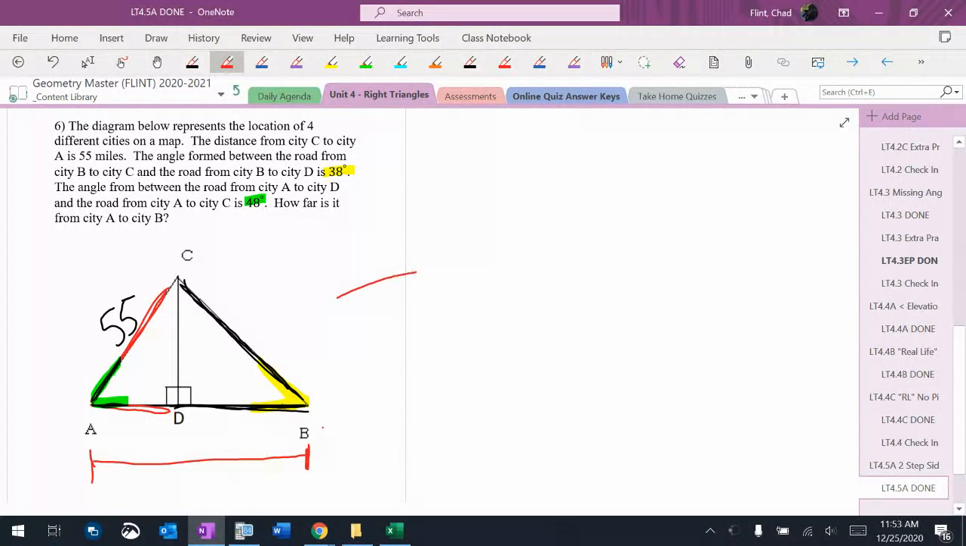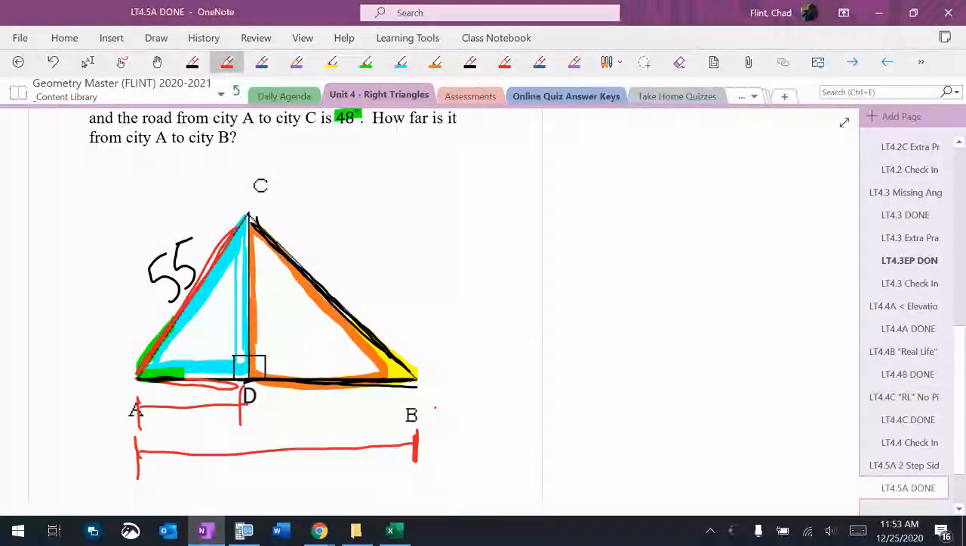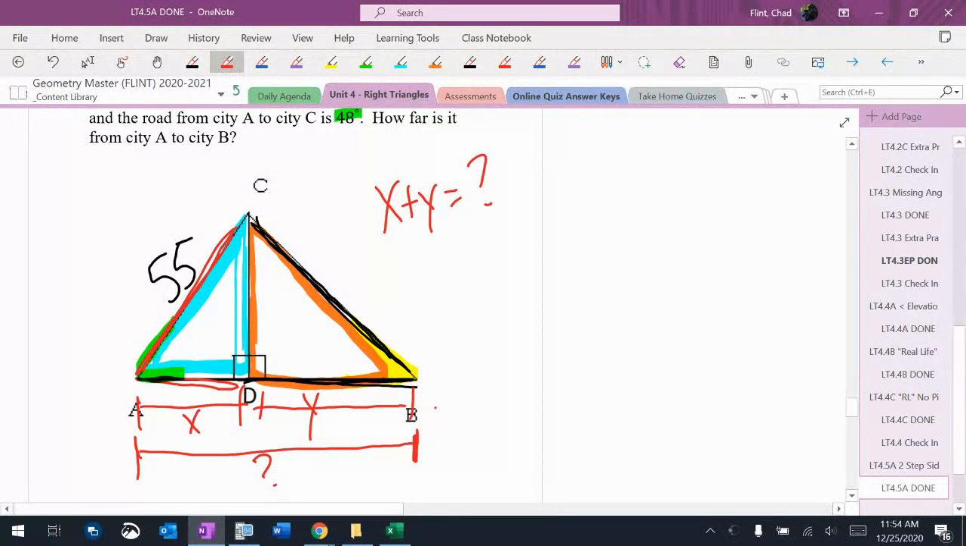All right, so let's work our way through them. My right triangles are here and here. I want to know this side, we'll call it X, and this side, we'll call it Y, so that I can know this distance here for the question. So bottom line, I do X plus Y equals the answer.